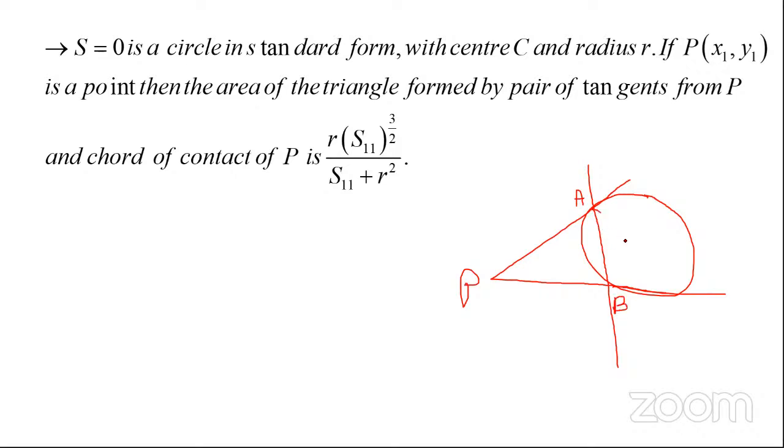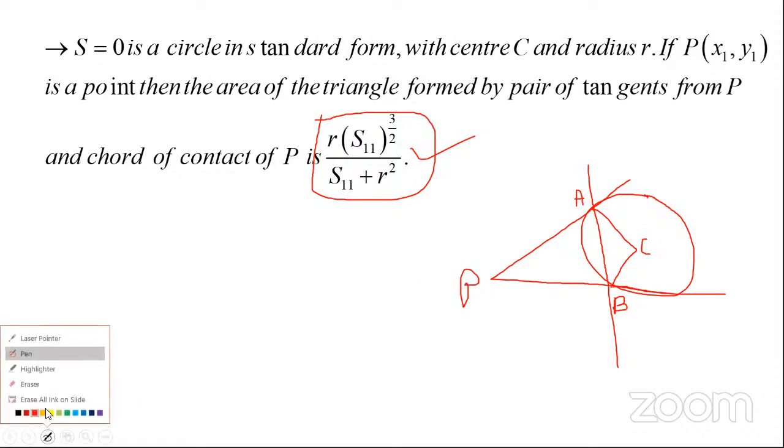In the previous formula, PACB is a quadrilateral. Here I'm taking a triangle: PAB is a triangle. Then I have to find the area of the triangle, so use this formula to find it. Okay, so these are the important concepts. One more concept will be there.